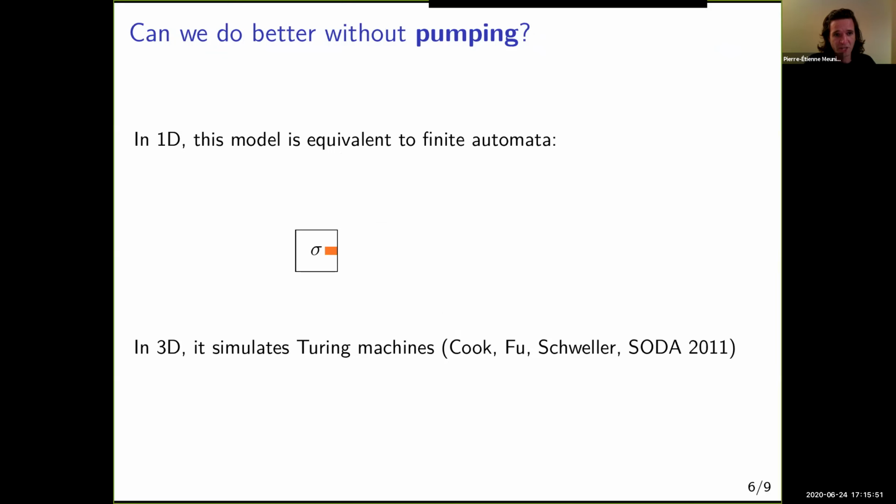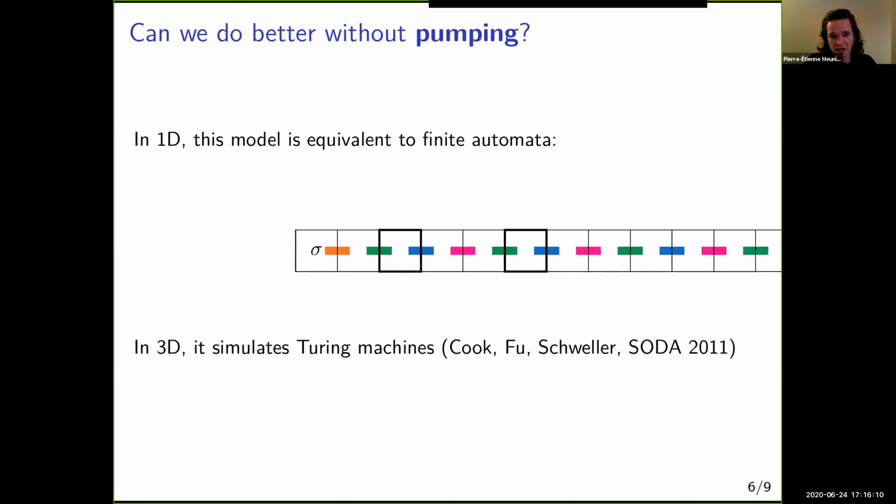And when I say pumping here, I mean that in one dimension, this model is equivalent to finite automata, where there's a pumping lemma. So here in one dimension, we're sampling stuff on the line. And as soon as we see a repeated occurrence of a tile type, we can repeat the parts of the assembly that's between them infinitely many times, yielding an infinite periodic assembly, which is no good for computation.